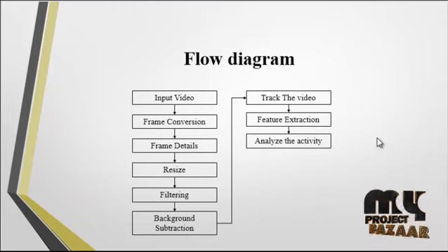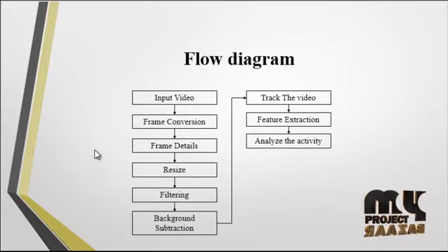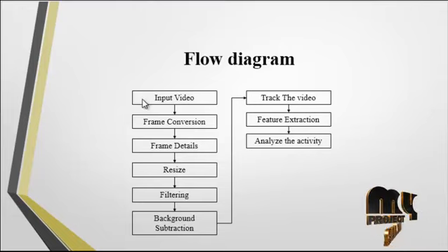Now we are going to discuss the flow diagram for the process. This is the overall working flow for the process. At first, the first module is the input video. The input video is taken from the dataset. The dataset is a folder which consists of several videos. After getting any one video from the dataset, the frame conversion will be carried out in the pre-processing step. The frame conversion is nothing but converting the video into a sequence of images.